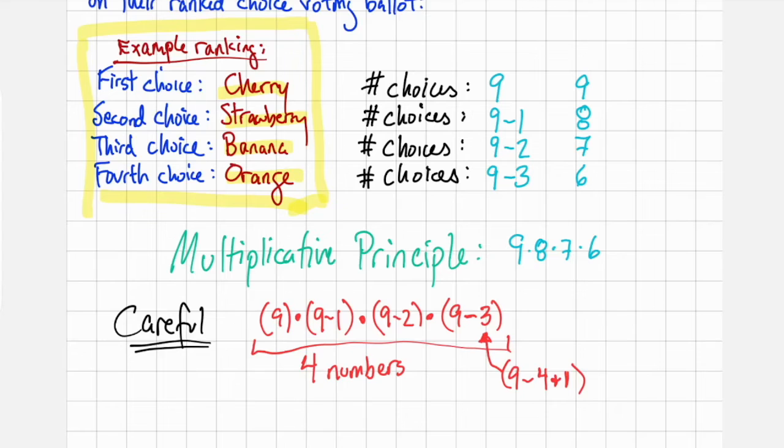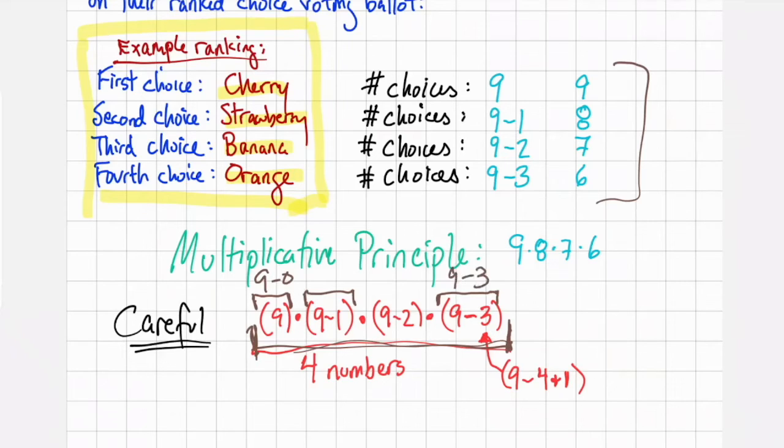I do want to highlight something that can be confusing. Notice that we have 4 candidates that we have to rank, and because of this, we're multiplying 4 numbers together. The first number is n, the second number is n minus 1, but because there are 4 numbers here, and the numbers start with 9 minus 0, the last number will be 9 minus 3, or 9 minus 4 plus 1. So even though there are 4 numbers, this last number is 9 minus 3 and not 9 minus 4.